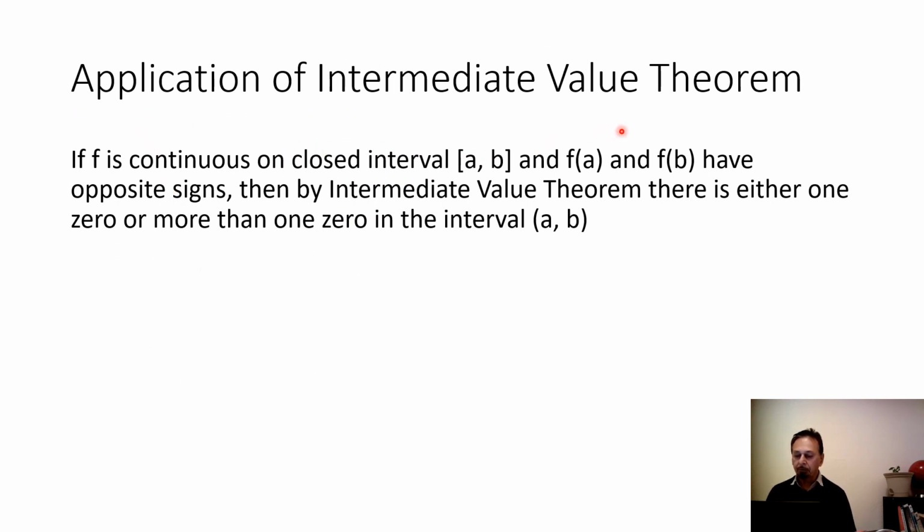Application of the intermediate value theorem. If f is continuous on a closed interval a, b, and f of a and f of b have opposite signs, then by the intermediate value theorem there is a zero in the interval a, b. Or you can say there is at least one zero in the interval a, b.